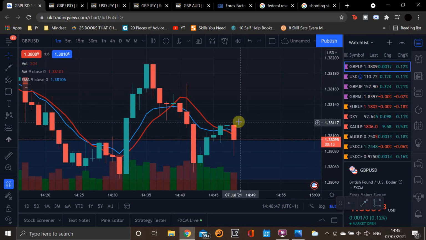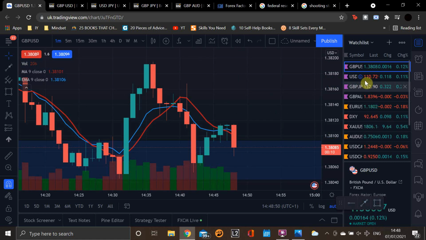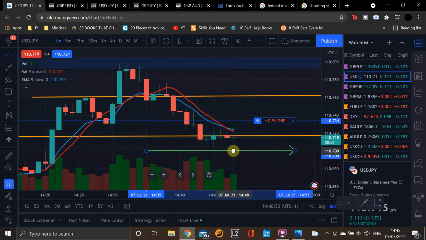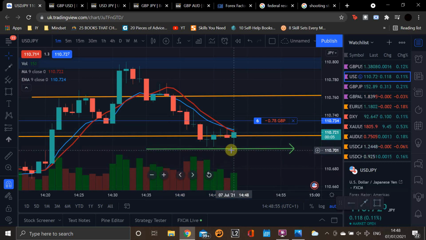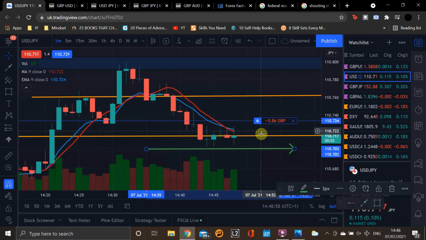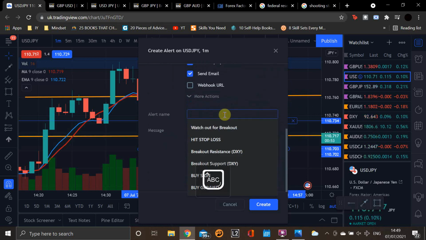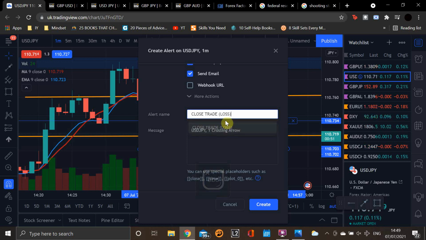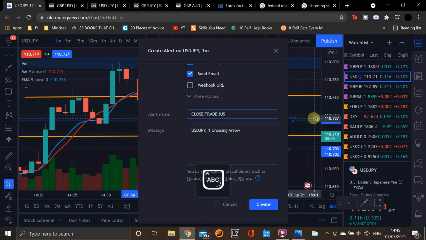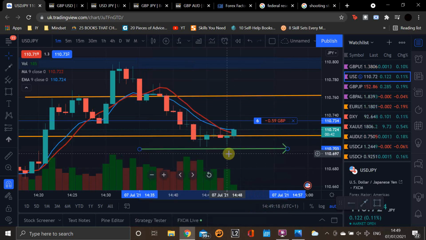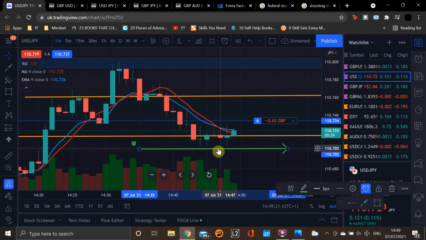Let's look at GBP USD. Let's not look at this trade too much. I'll put an alert here. Close trade. Close trade. USD JPY. Just below here, I think that's fair. And then my take profit will be, we'll see where my take profit will be.